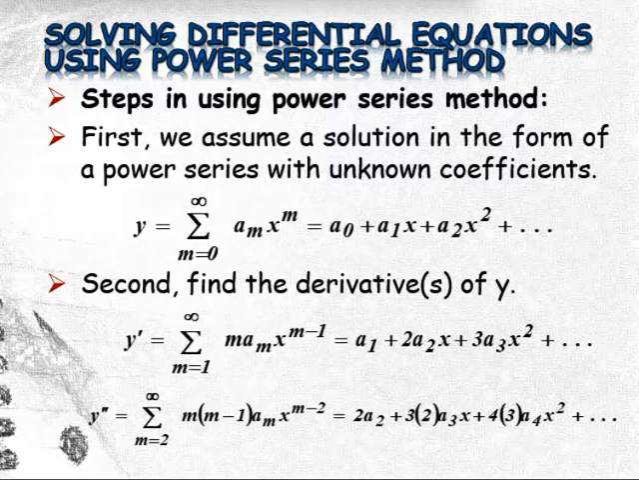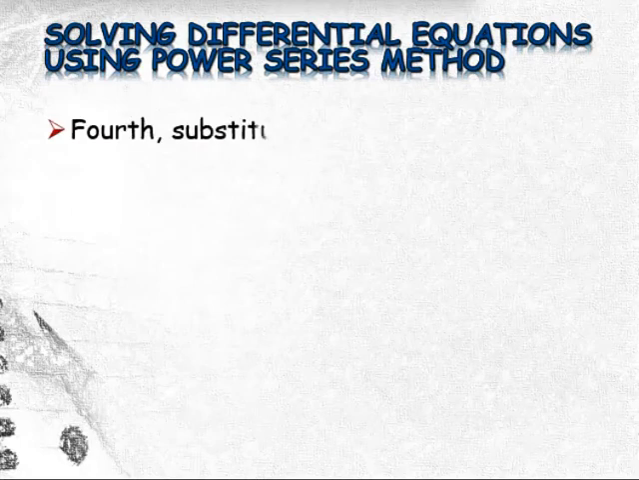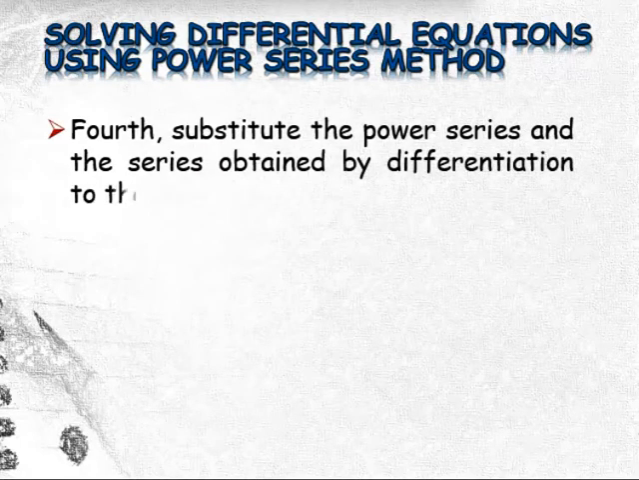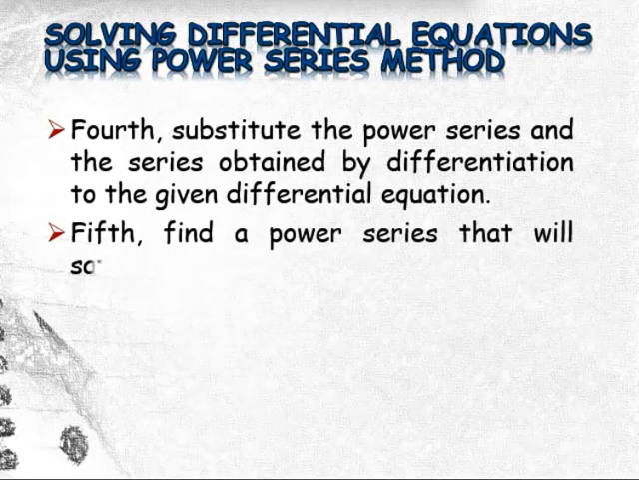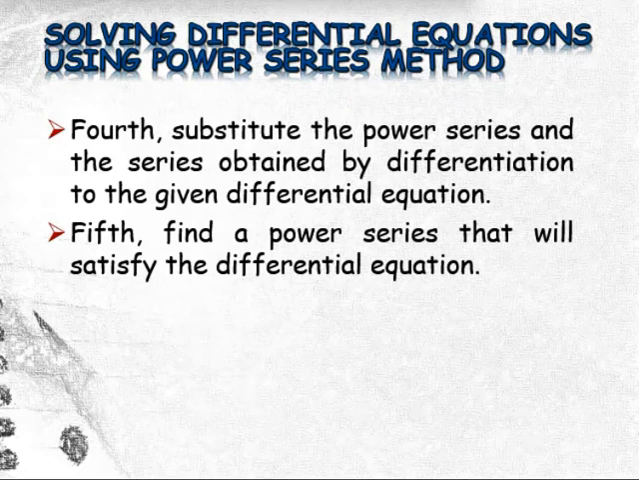For this particular expression, we get the derivative of x to the m minus 1, which is m minus 1 times x to the m minus 2, and we copy the coefficients m times a sub m. We also note that after differentiation, you have to start with m equals 1 for the first derivative, and you have to start with m equals 2 for the second derivative. Fourth, substitute the power series and the series obtained by differentiation into the given differential equation. And finally, find a power series that will satisfy the differential equation.